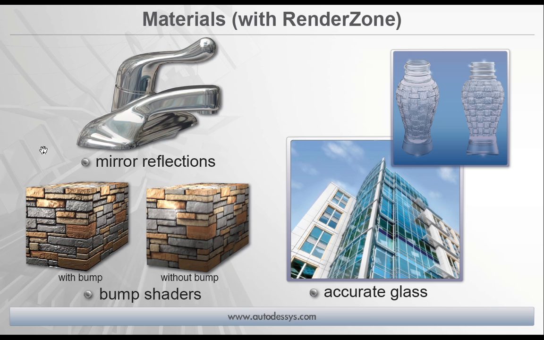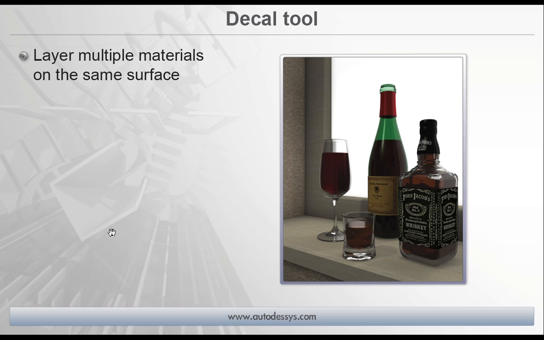And with the RenderZone plugin, if you're using that, then you get more materials and more parameters. And so you get things like mirror type reflections, bump shader effects, accurate glass properties, and metal accurate properties, and things like that. Things that can't be achieved with just an interactive shaded work type of environment. Now, RenderZone also offers a decal tool that's actually part of the RenderZone plugin, and it actually lets you apply multiple materials onto the same surface, and we'll take a look at that today also.